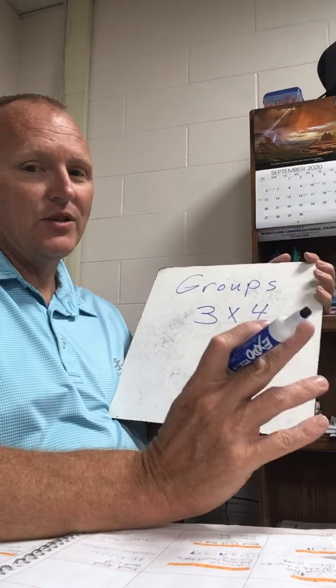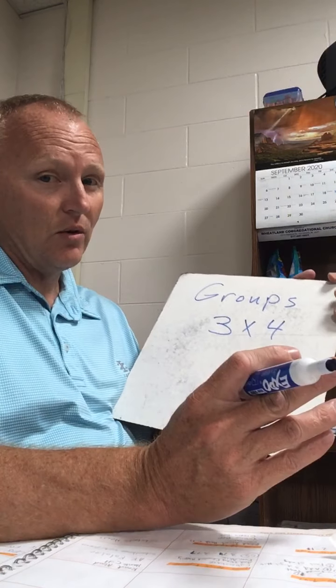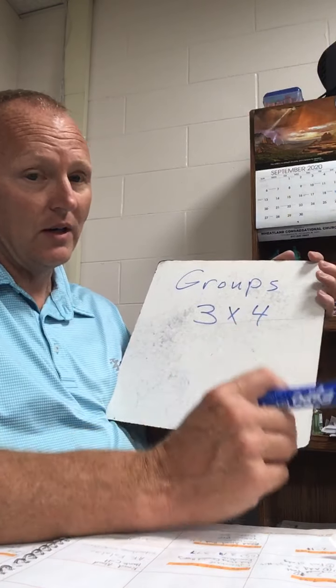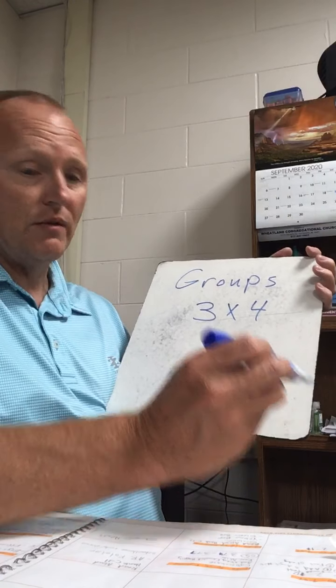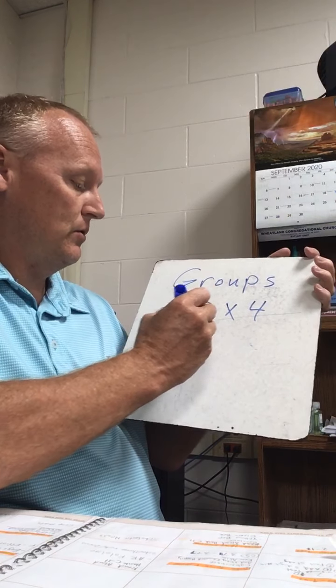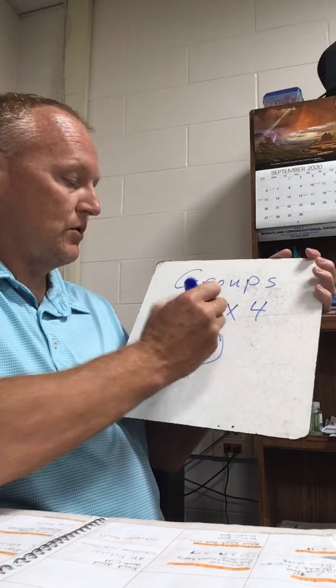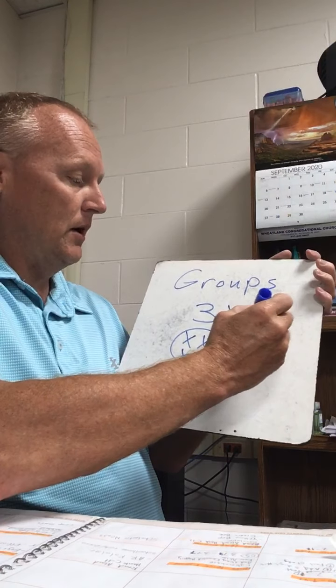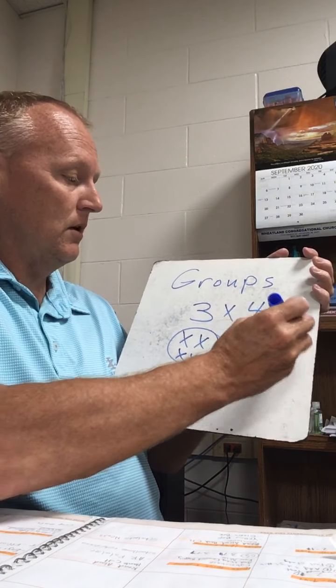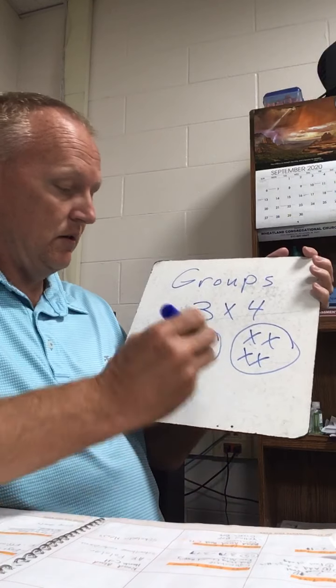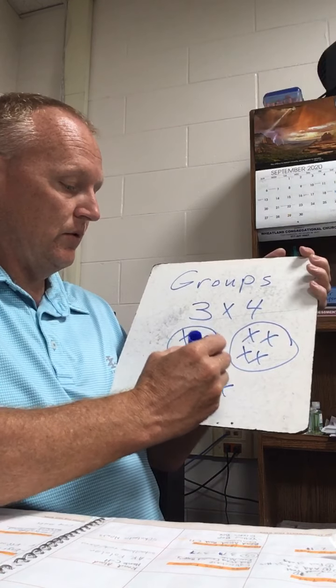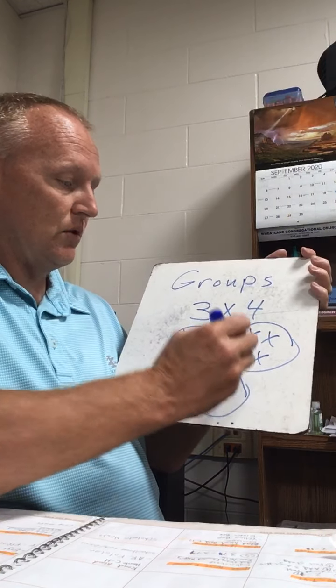So this is a little bit easier, I think. You can be a little bit less organized, but still, of course, you want to be organized. You can draw 3 groups of 4. 1, 2, 3, 4. Circle it together. 1, 2, 3, 4. Circle it together. 1, 2, 3, 4. Circle it together.